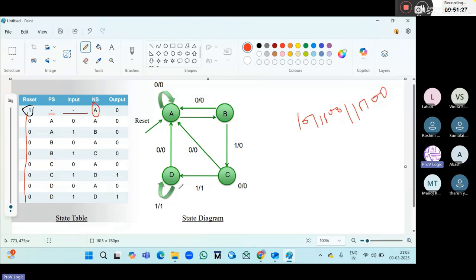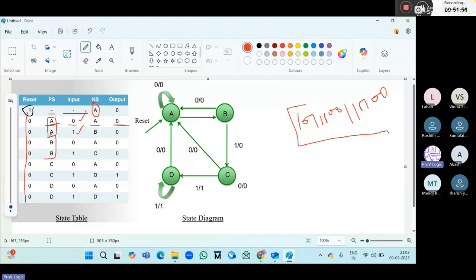Okay, so here initially the state is 0. I'm not drawing for this, I'm just explaining. Present state is A. Then what is the input? Input is 0. Then next state is A. Output is 0. For A, it will have two values, 0 and 1.